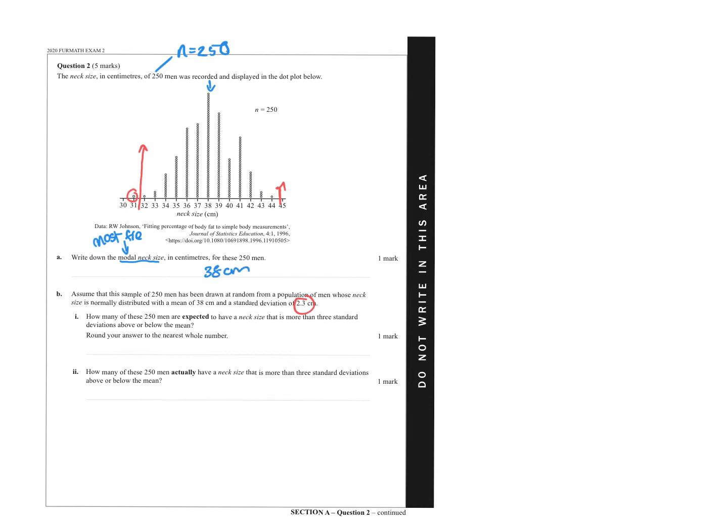Now, assume the sample of men has been drawn from a random population whose neck size is normally distributed with a mean of 38 and a standard deviation of 2.3. So when they say that it's approximately normally distributed, that means we can use the bell shape. So we're going to use the bell shape. And sometimes it's just easier if we just draw it straight away. So they said a mean of 38 and a standard deviation of 2.3.